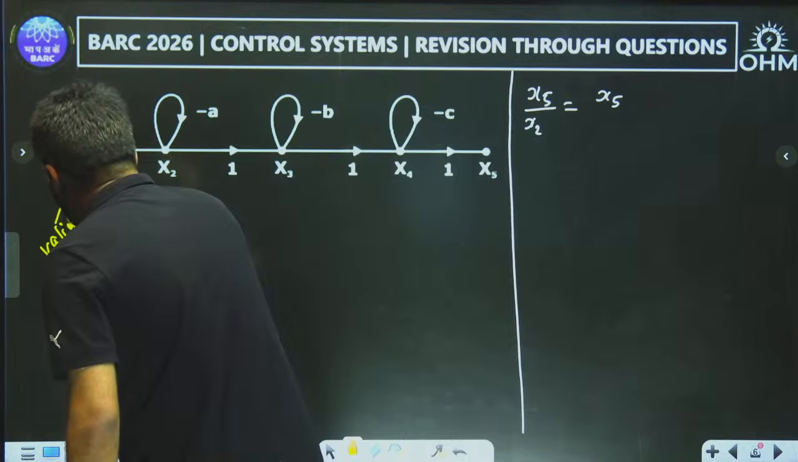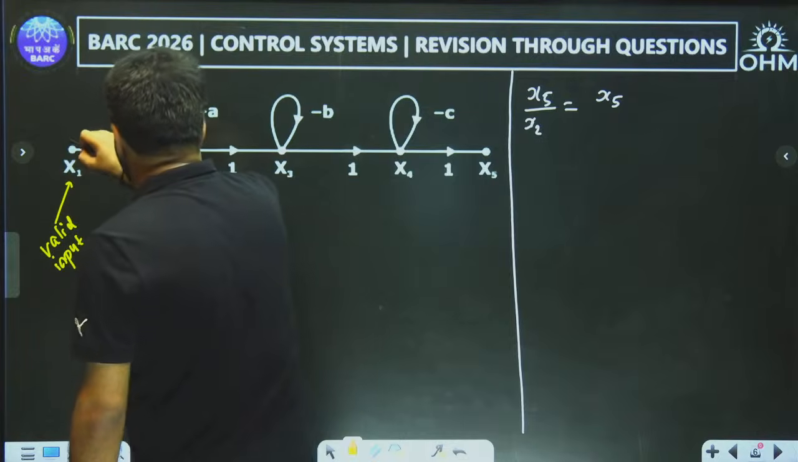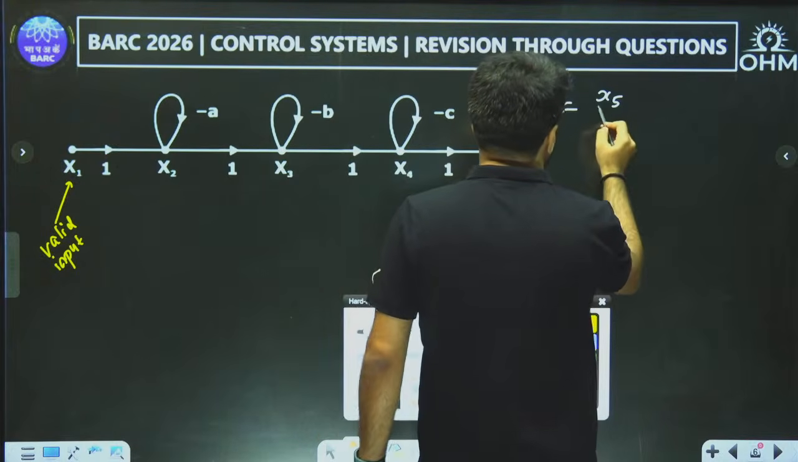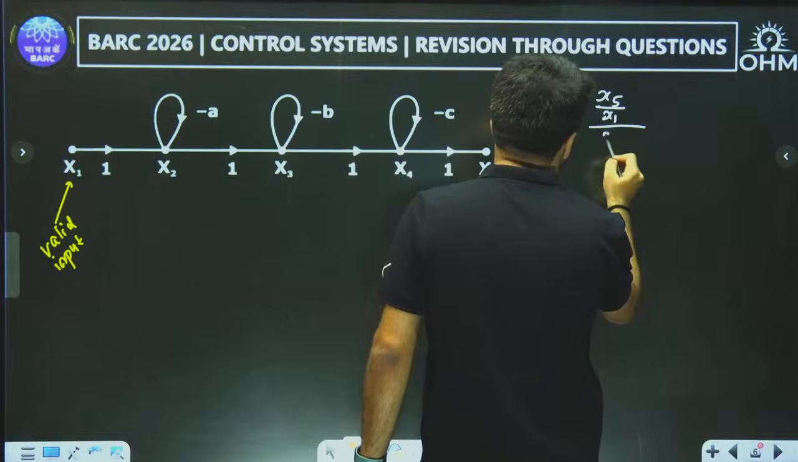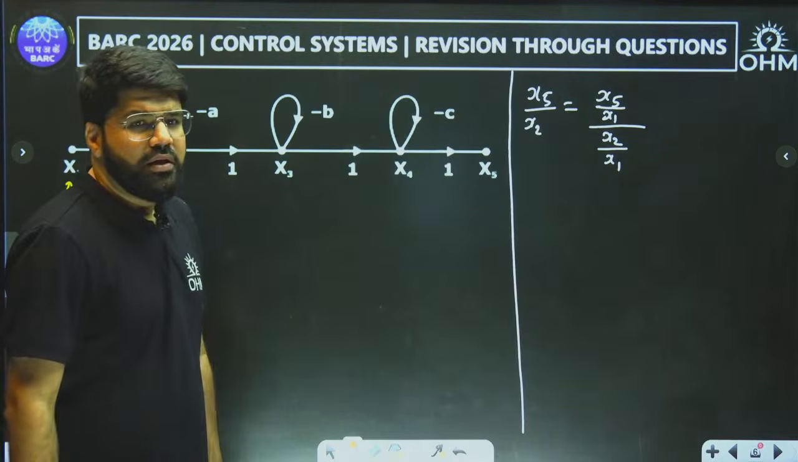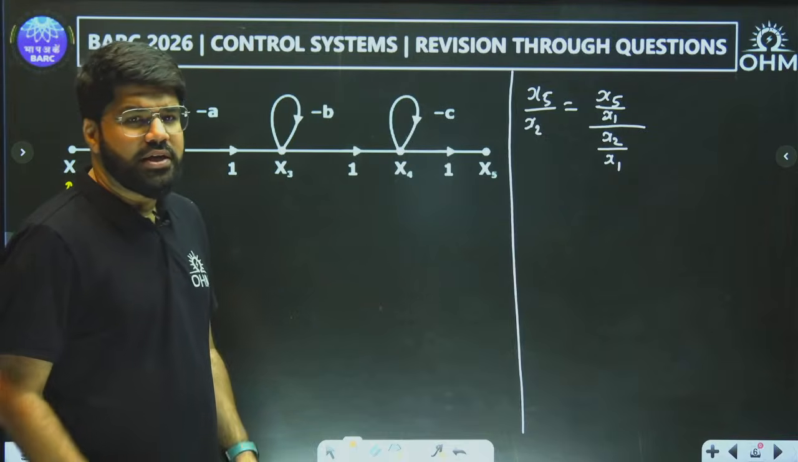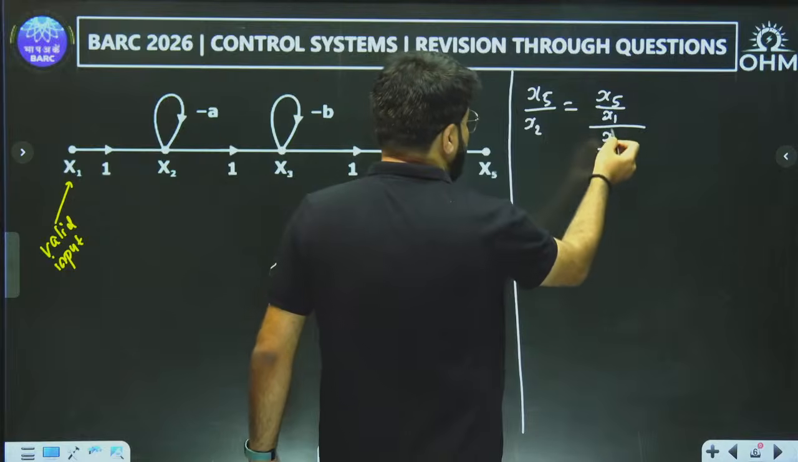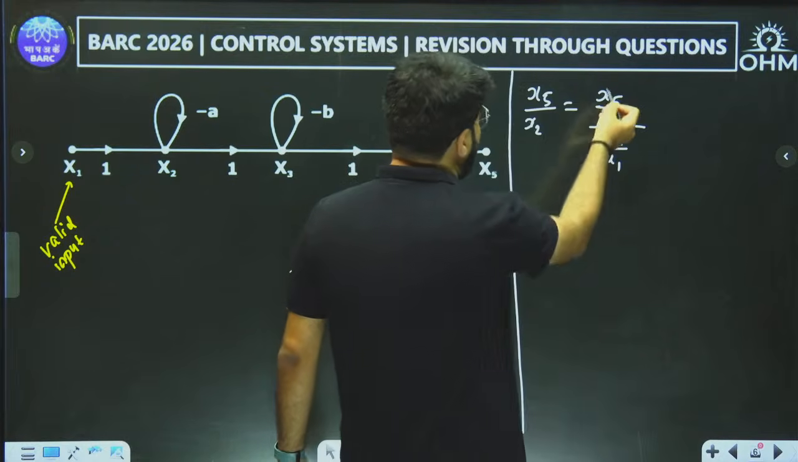Okay, this one is valid input because it does not have an incoming line. This is the only input, which has only outgoing lines. I will write down this equation as x5 by x1 divided by x2 by x1. Correct? All right, now the answers are there. Sai Vikas says answer D. Okay, we'll check it. x5 by x1 over x2 by x1. The x1 actually cancels, and you will get x5 by x2.